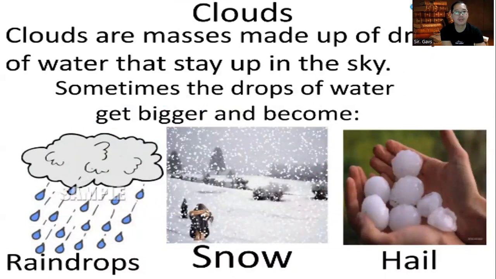Also, we have clouds. These are masses made up of drops of water that stay up in the sky. Sometimes the drops of water get bigger and become raindrops, snow, or hail. Raindrops occur in tropical regions, while snow and hail occur in temperate regions or cold climate regions.